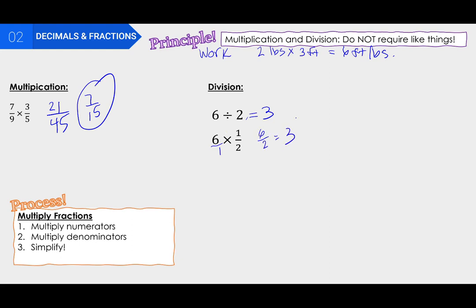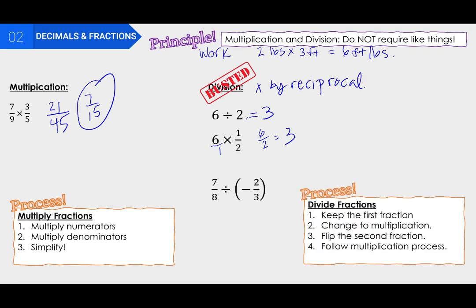So just like its old pal subtraction, division, sadly, is a myth. All it is is multiplying by a reciprocal. Fancy math word for flip the fraction over. So here's how you divide. Here's our last process of the video.